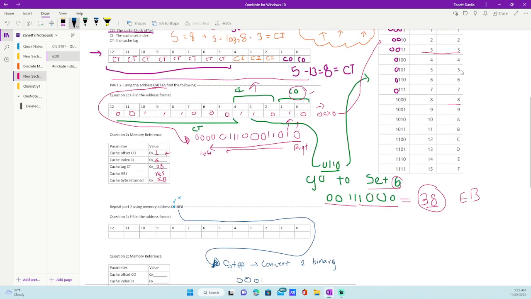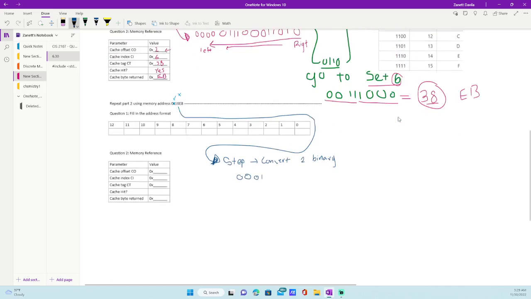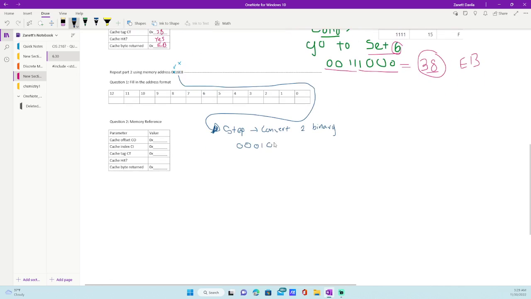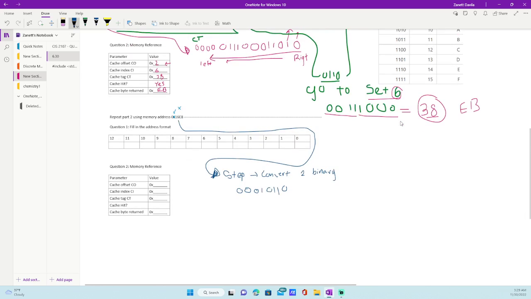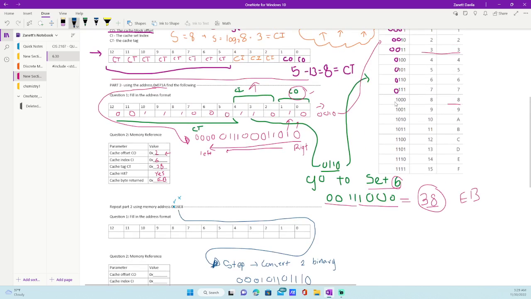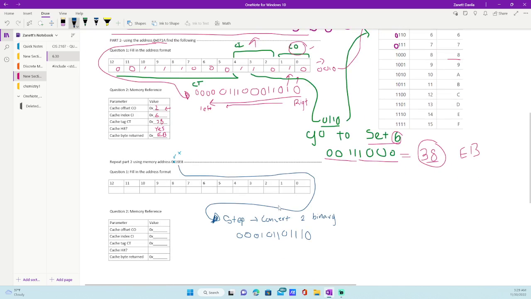For 6, what do we have? It'll be 0, 1, 1, 0. Our next would be E. It'd be 1, 1, 1, 0. And our last would be 8, which is 1000. Basically, 1, 0, 0, 0.